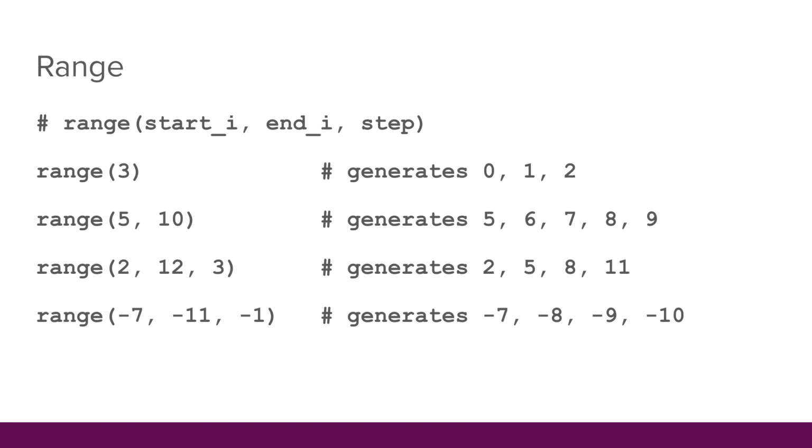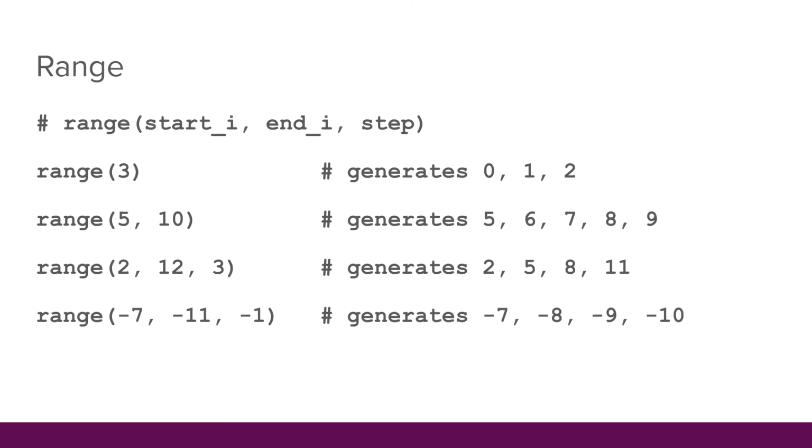In this case, if you say range(3), it'll just go from the start index to the end index, not inclusive. If you want to start from 5 and say range 5 to 10, it'll start from 5 and go up until you reach 10, but not including 10. Similarly to slicing, you can start from 2, go to 12, and skip by 3s. That's the step size. And also like the slicing, you can pass in a step of -1, and that means that you'll be counting down.